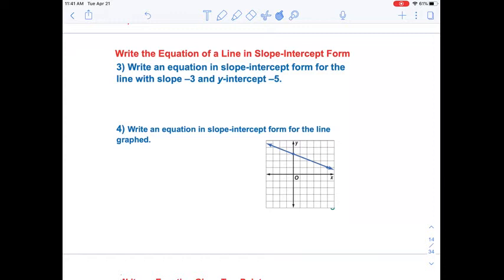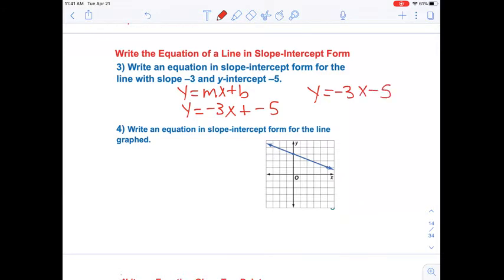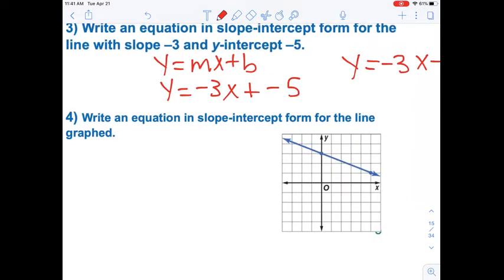Number 3 says write an equation in slope-intercept form for the line with a slope of -3 and y-intercept -5. So again, we have y equals mx plus b. My slope is -3, so we have -3x. And then plus, my y-intercept is -5, so plus -5. You could also write that as y equals -3x minus 5. Same thing, both work.